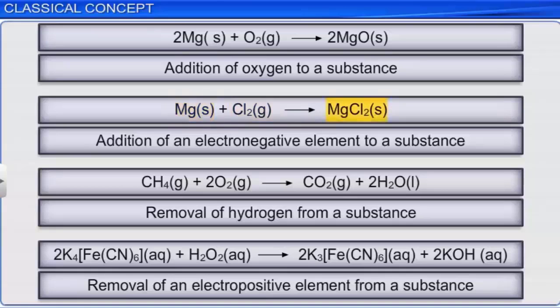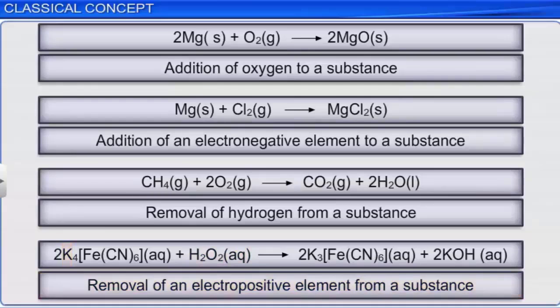In the third equation, hydrogen is removed from methane, which is oxidized as carbon dioxide. The resultant product is carbon dioxide and water. In the fourth equation, potassium ferrocyanide reacts with hydrogen peroxide. Oxidation occurs due to the removal of electropositive element potassium from potassium ferrocyanide.